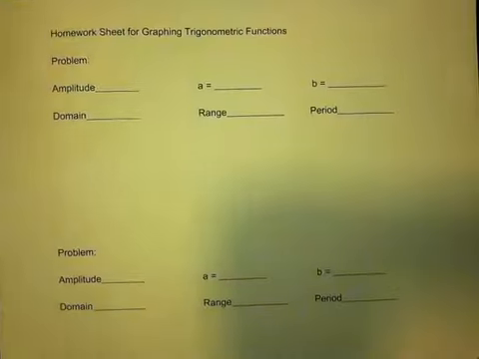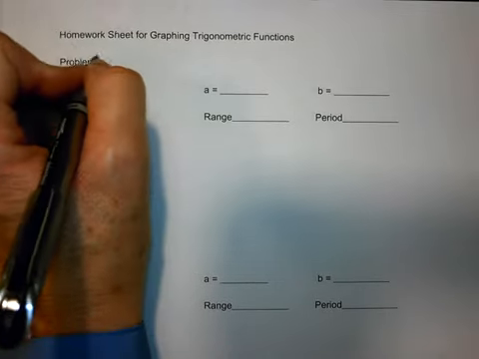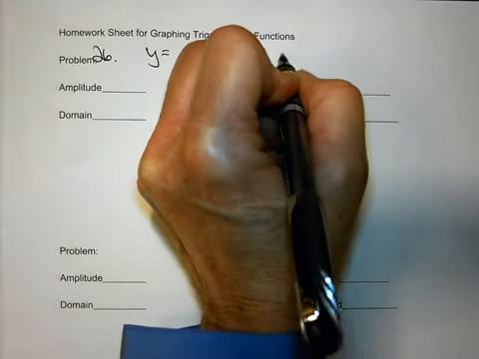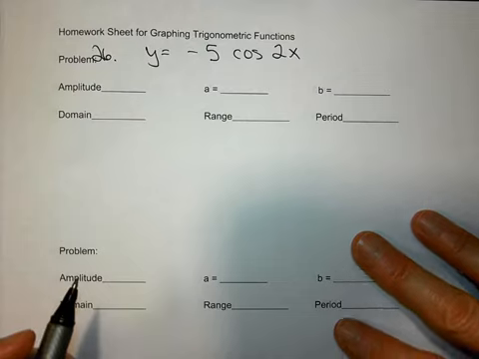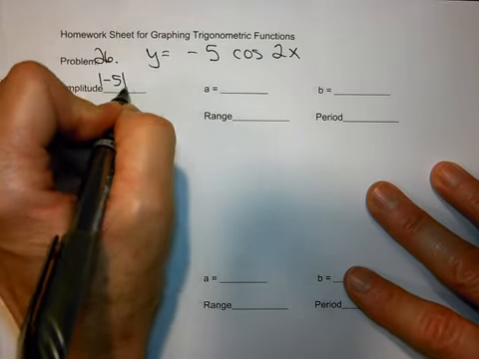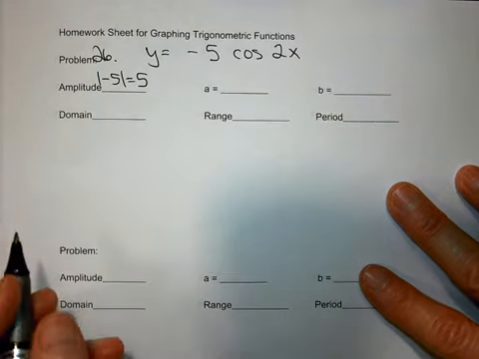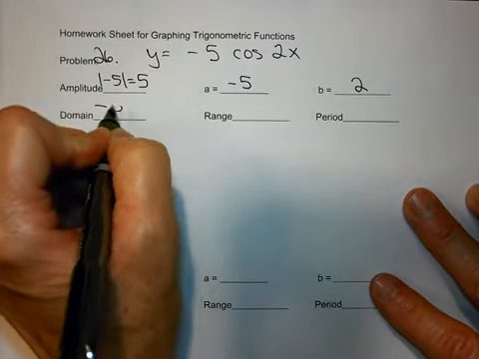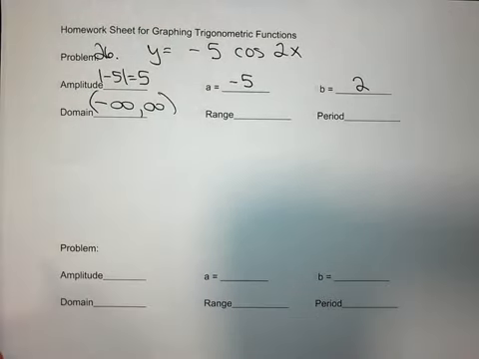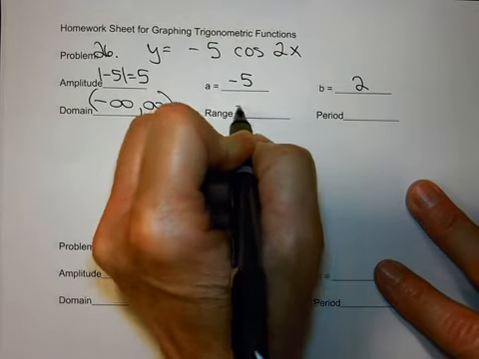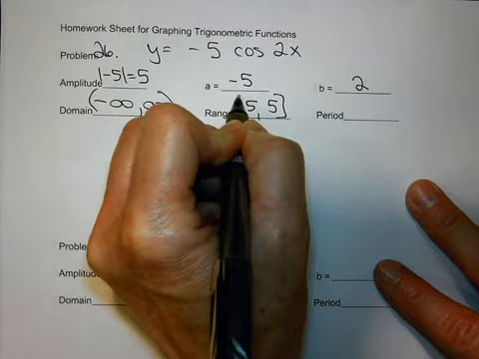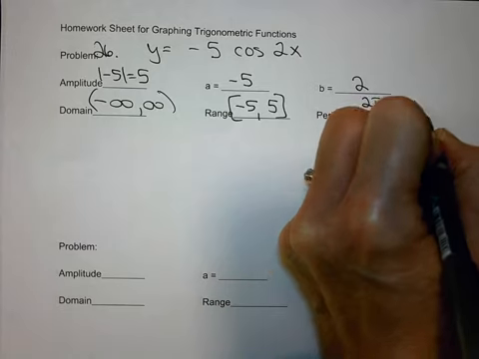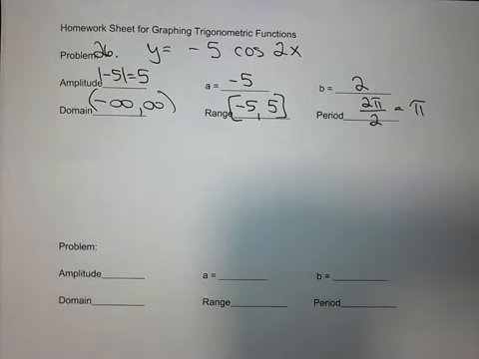Okay, so let's move on to 26. 26 is y is equal to negative 5 cosine of 2x. Okay, number one, the amplitude is a 5 because it's always the absolute value of negative 5. So my a is actually a negative 5 and my b is a 2. The domain is negative to positive infinity. You can't remember, they go on forever. My range is going to be from negative 5 to 5. And then my period is going to be 2 pi over b, and b in this case was a 2. So I'm at a period of pi.